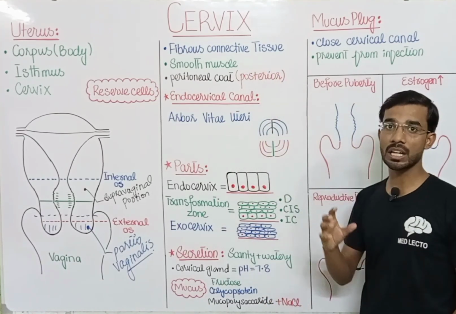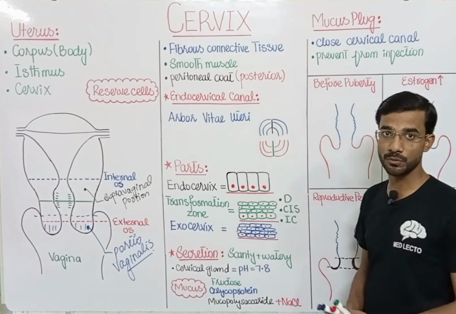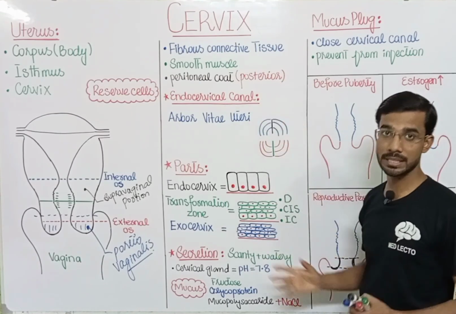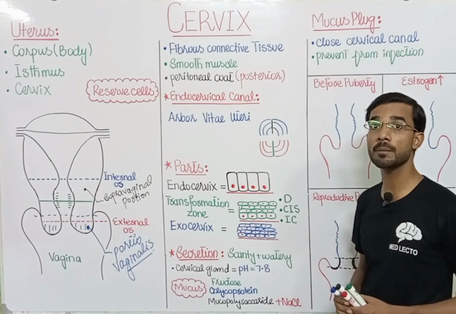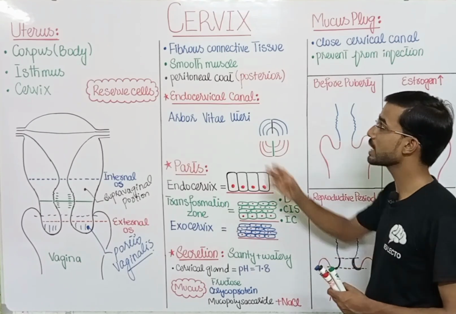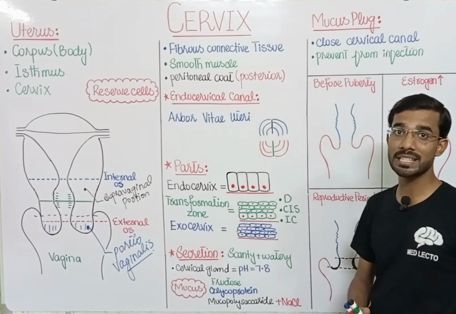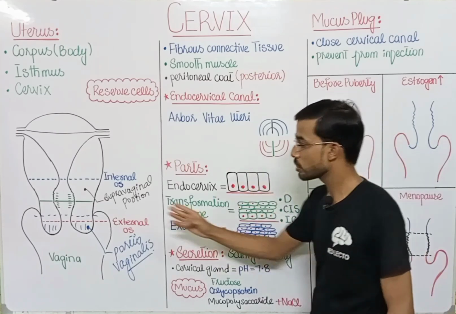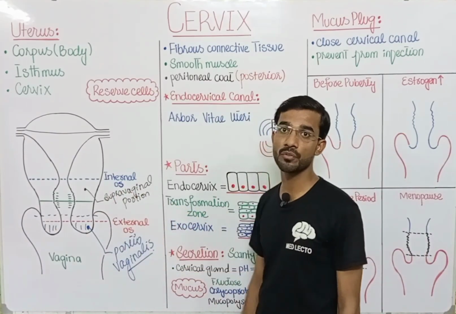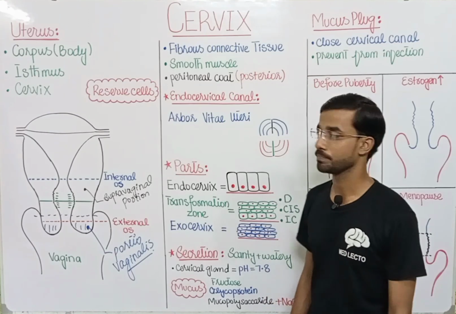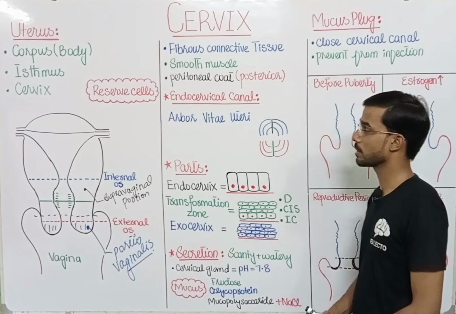First, in the cervix you will see fibrous connective tissue. Second, smooth muscle; the main composition is smooth muscle. And the peritoneal cord is also present, but at the posterior side. So at the posterior side of the cervix you will see the peritoneal cord. That's very important.